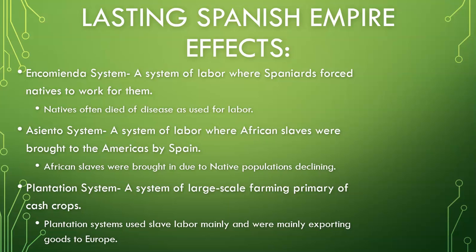Next is the plantation system. This isn't only unique to Spain. Europeans, British will do this as well. A system of large-scale farming, primarily of cash crops. Plantations will rely heavily on slave labor. When you think of plantations, think of slave labor.